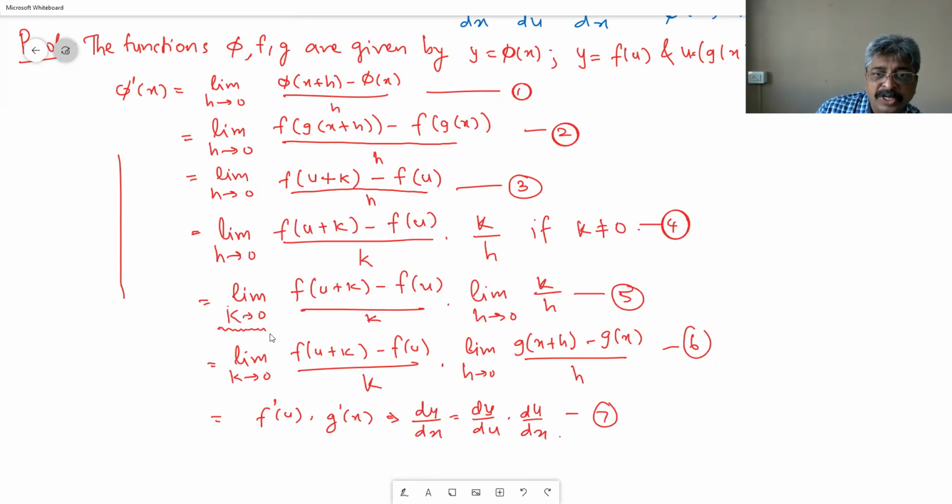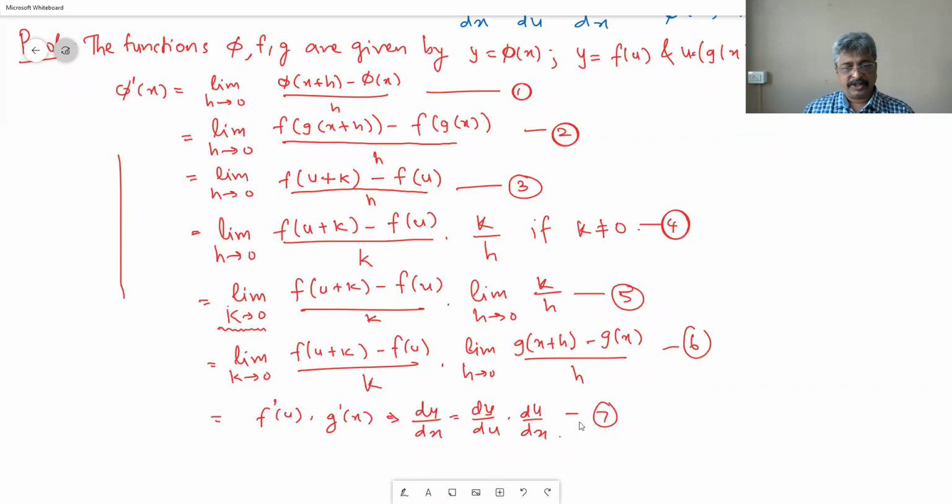If k is equal to 0, it is going to be a constant function because k is a small increment in u. And if k is equal to 0, that means g of x is a constant function. So if g of x is a constant function, then g dash of x is anyway going to be equal to 0, and therefore the entire derivative, f dash of x, is also going to be 0. I mean, is it correct or what is it?